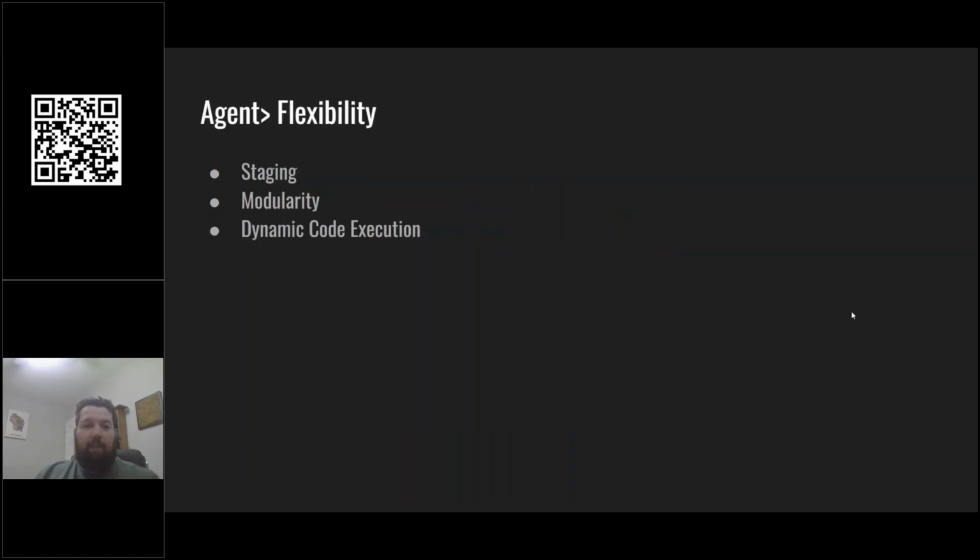So how does flexibility apply to an agent? We're going to talk about staging, which is moving your level of functionality either up or down on a target. We're going to talk about modularity, which is a similar concept, but it applies to a single agent. And we're going to talk about dynamic code execution, which, if you've heard of Cobalt Strike's beacon object files, it's going to be in that vein.